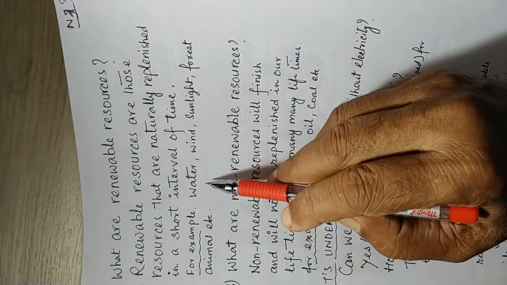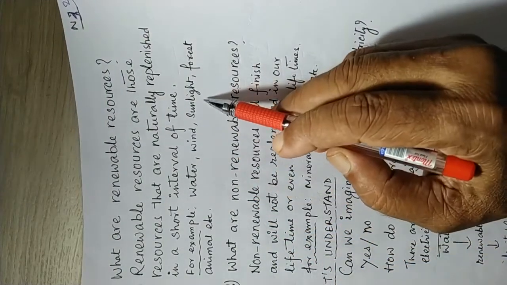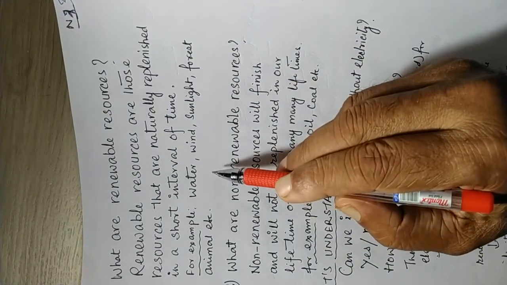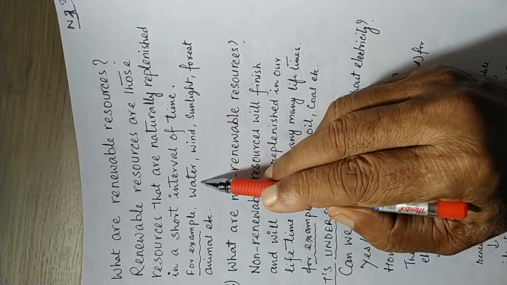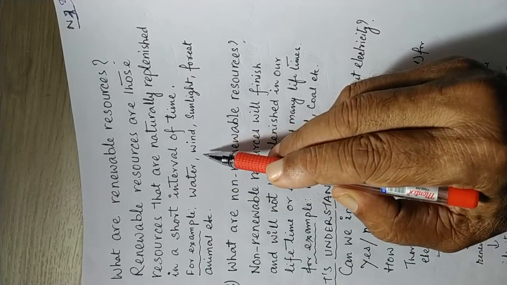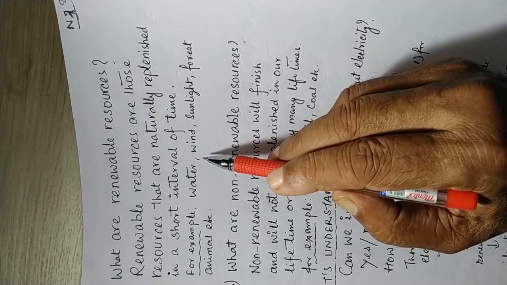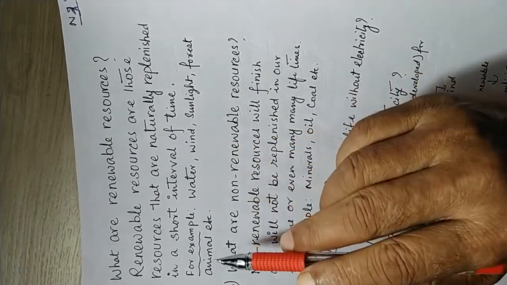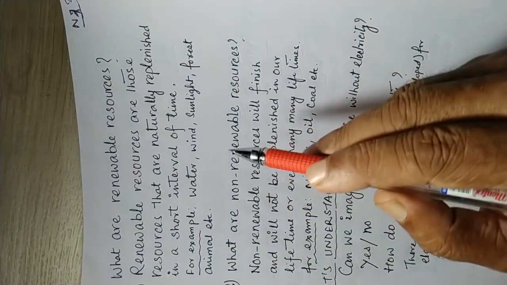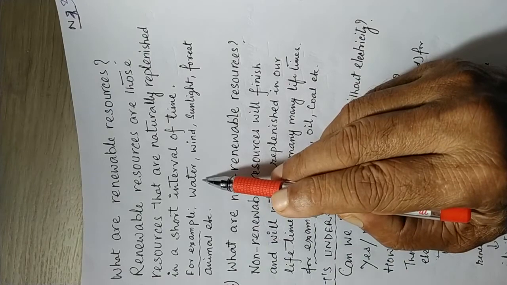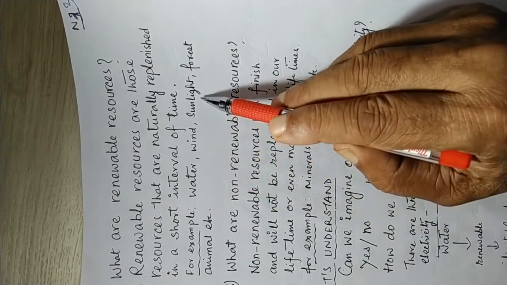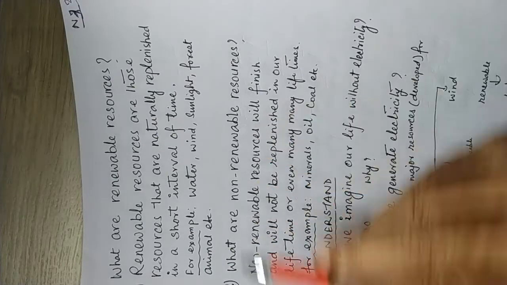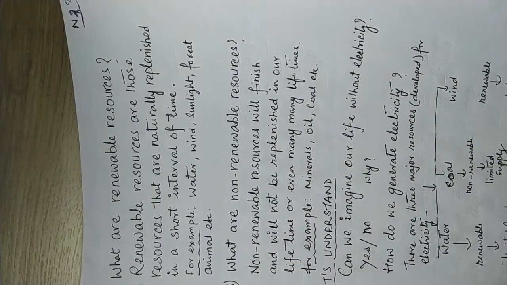For example, water, wind, sunlight, forest, animals. Now here I must point out one very important thing: when we divide the resources on the basis of availability, we are dividing the natural resources. So when we say renewable, it can be both biotic and abiotic. For example, water is abiotic, wind is abiotic, sunlight is abiotic, but forest and animal are biotic resources. But they are renewable resources. Why? Because they are naturally renewed.